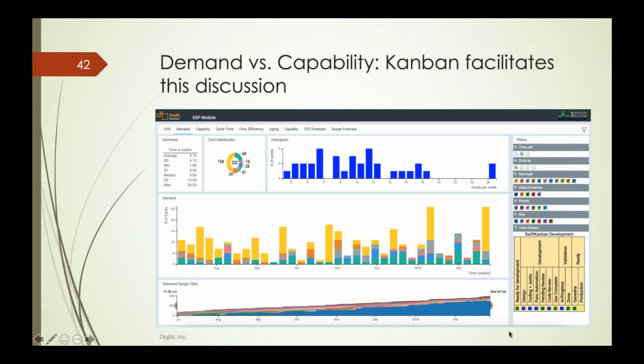Certainly, the improvements are more dramatic earlier in the implementation. Over a period of time, things tend to settle down, and therefore perhaps the rate at which teams improve may not be as great. But again, the experience varies from organization to organization.